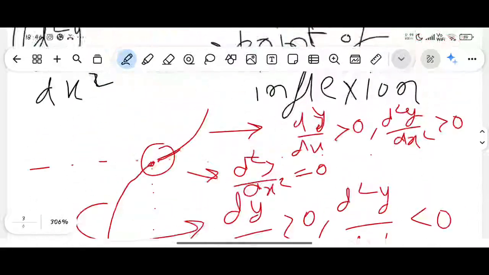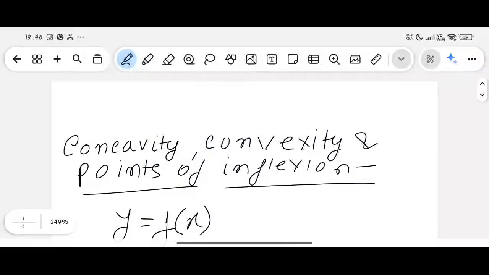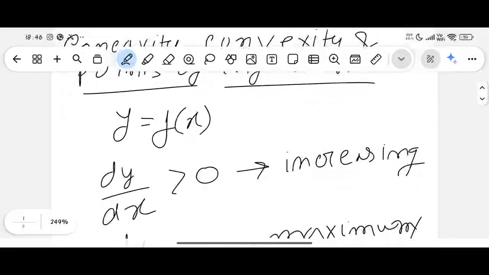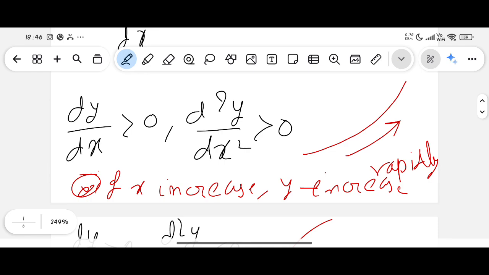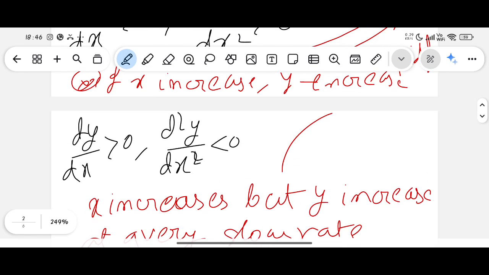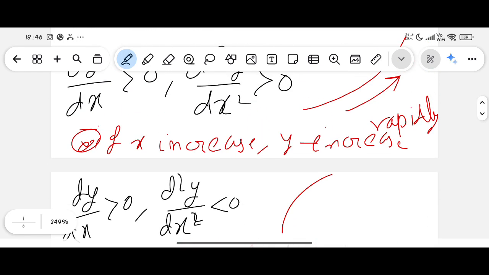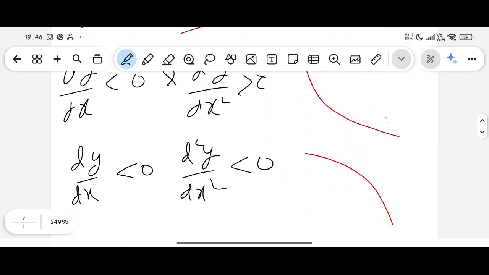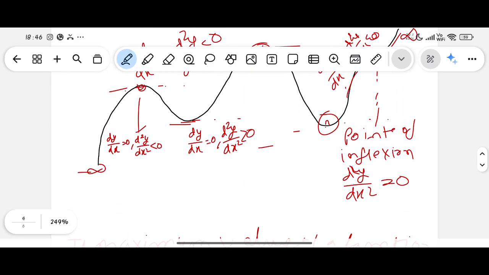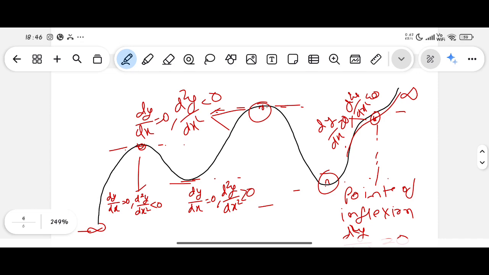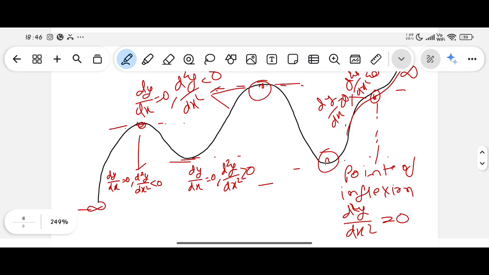So here I'm just going through the full notes once again. First we saw the nature of the graph based on dy/dx, and then we included d2y/dx2. We saw the different forms of curvature by combining dy/dx and d2y/dx2. Then we saw points of inflection, then maximum and minimum values, local maximum and local minimum. Then from this diagram we see all these things in a single diagram, so it's better for you.